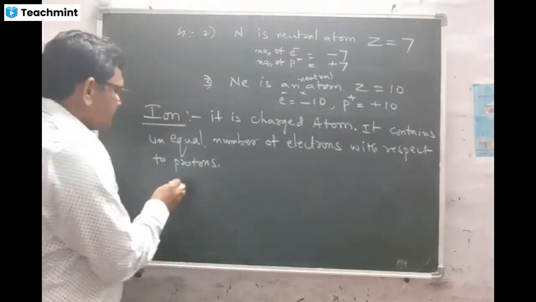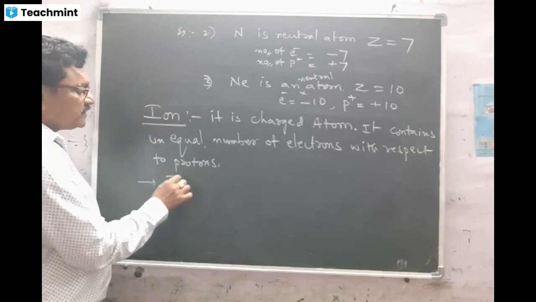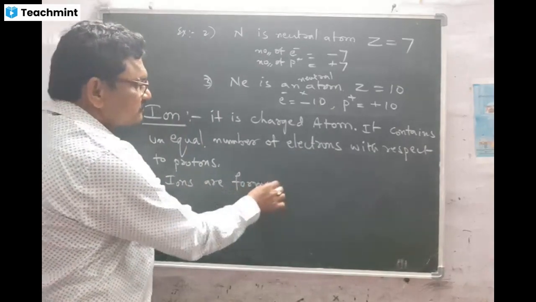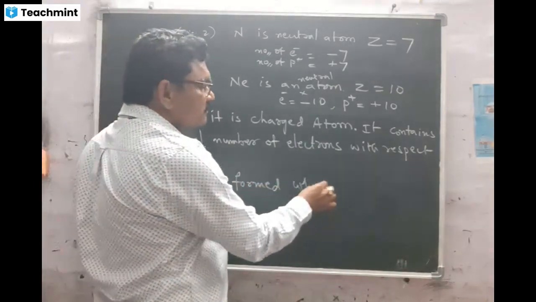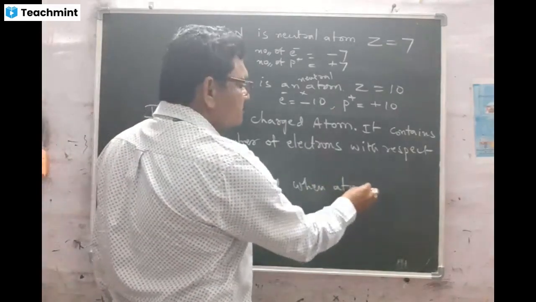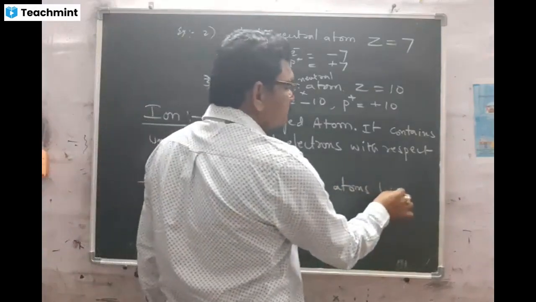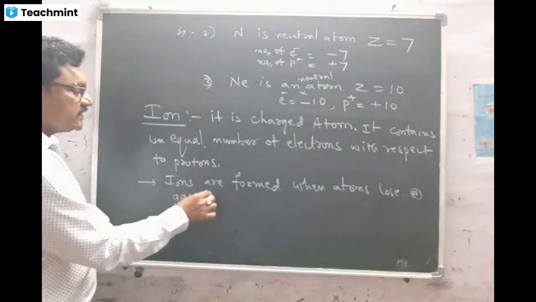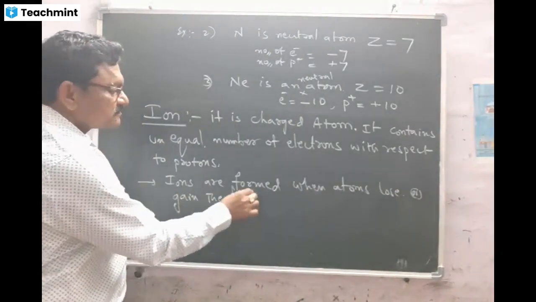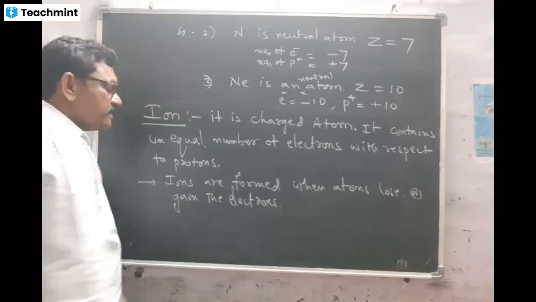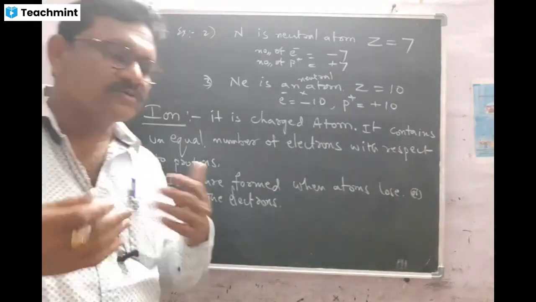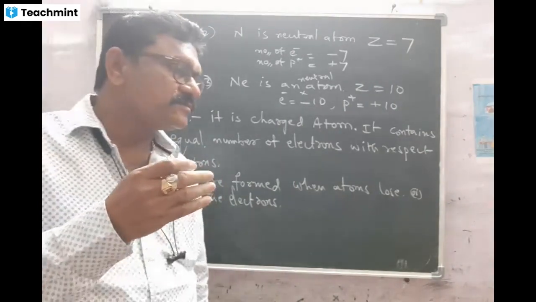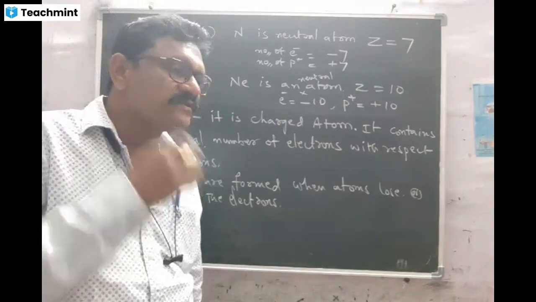Okay, see here, you write one more point. Ions are formed when atoms lose or gain the electrons. So why are ions formed? Atoms can lose or gain the electrons. I can give you an example for your better understanding.